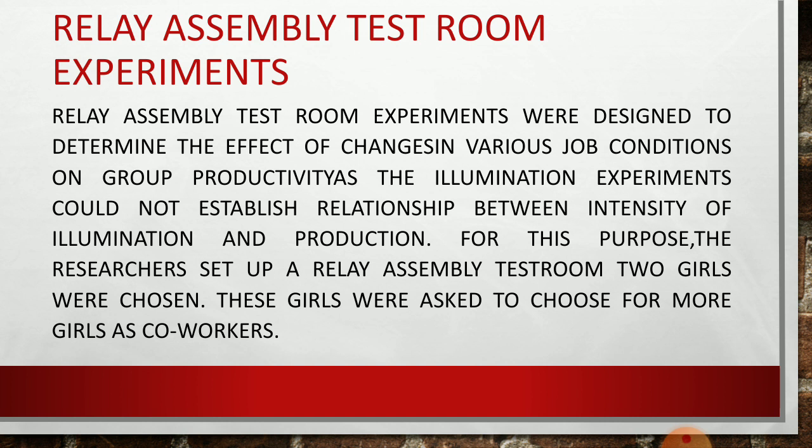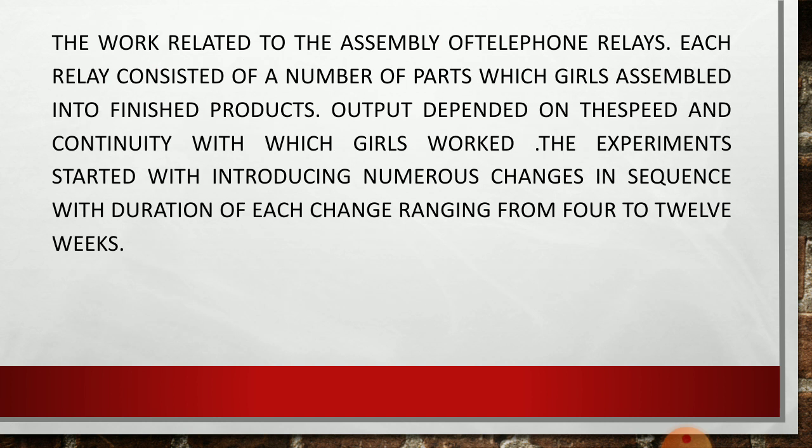It was designed to determine the effect of changes in various job conditions on group productivity, whereas the illumination experiment could not establish a relation between the intensity of illumination and production, because the first experiment does not show the human relationship. For this purpose, the researchers set up a relay assembly test room for two girls chosen. These girls were asked to choose four more girls as co-workers. It means they were given freedom to choose their co-workers.